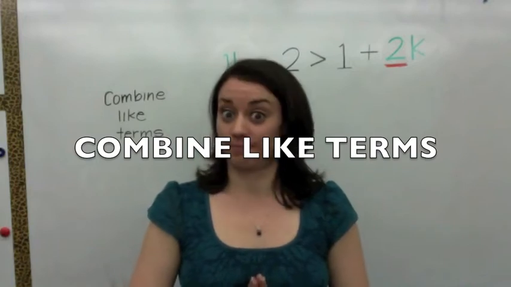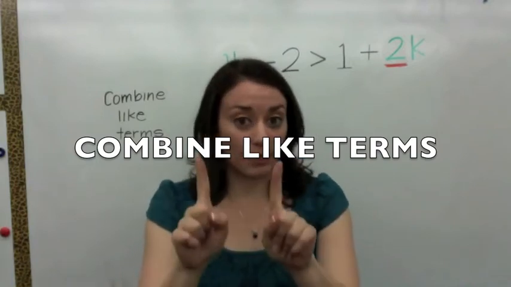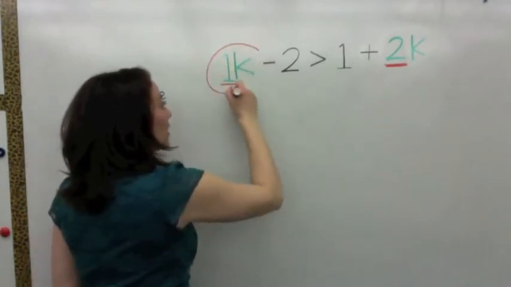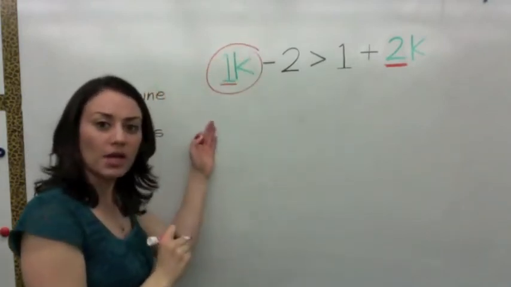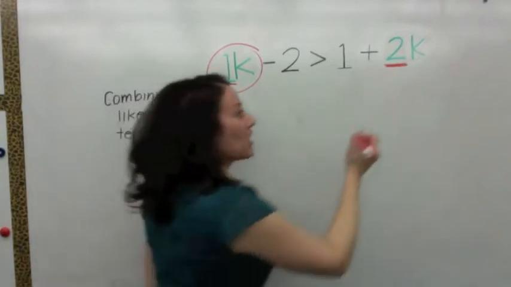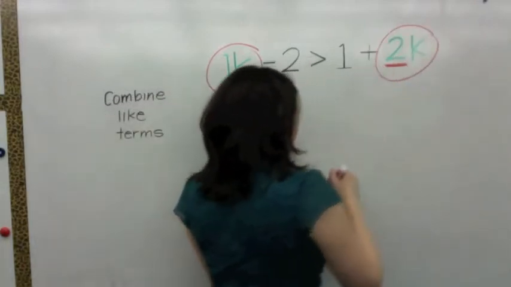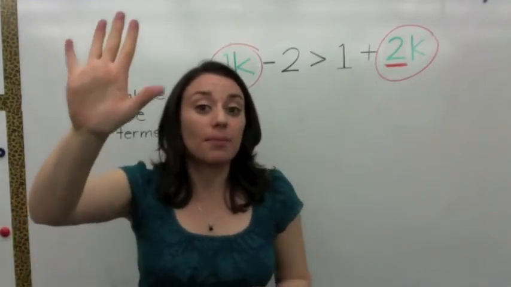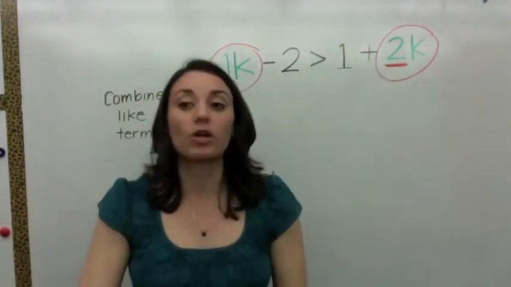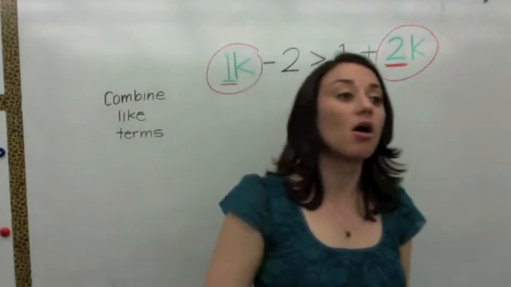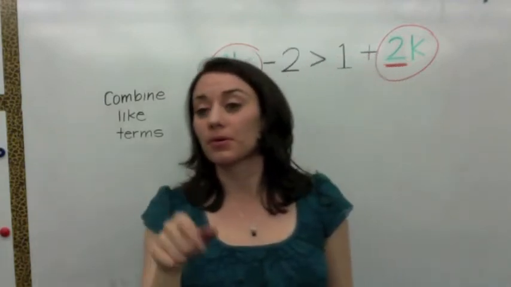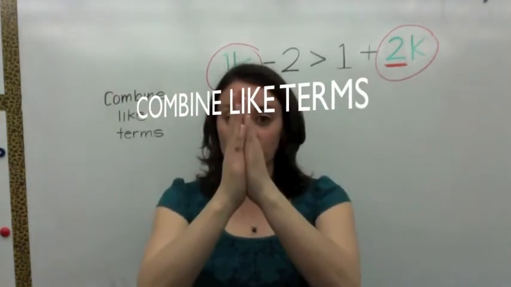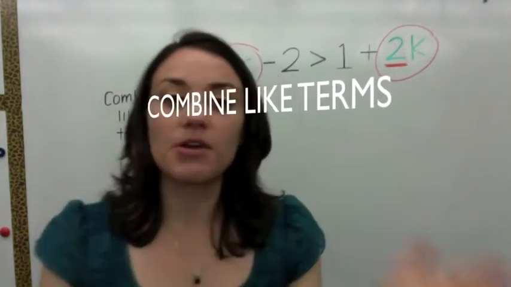Okay, so let me show you what I'm talking about. What's over here? 1K. 1K misses 2K. They need to get back together again because they're on opposite sides of the inequality. So what do you have to do? Say with me, combine like terms. One more time. Let's go. Say, combine like terms. Okay? Here's how you combine like terms.